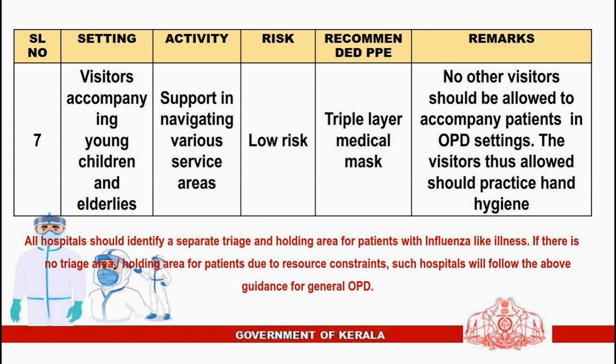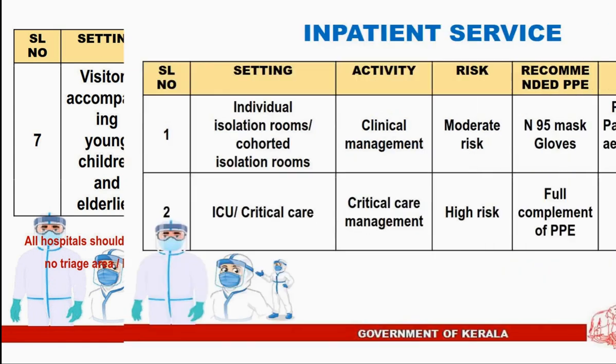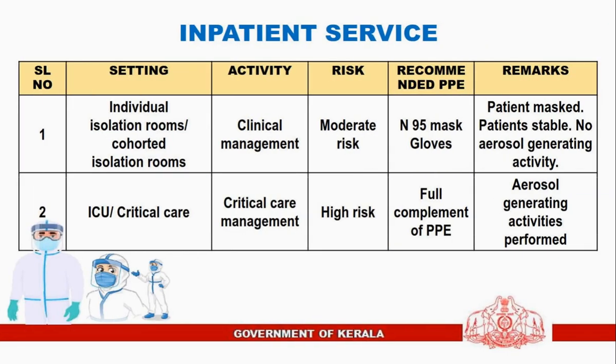Ensure that a separate triage system is established to screen influenza-like illness. If such a system cannot be established because of various factors, then precautions must be taken in the general outpatient settings. Now we can look into how the personal protective equipment is used in the inpatient service area.